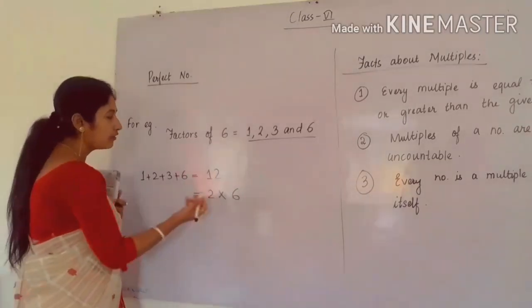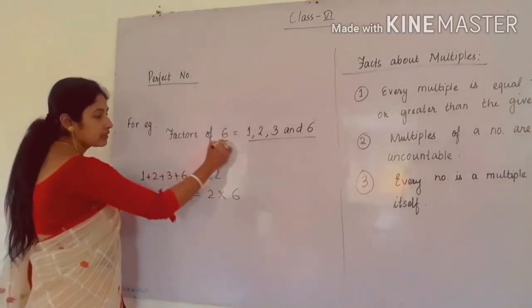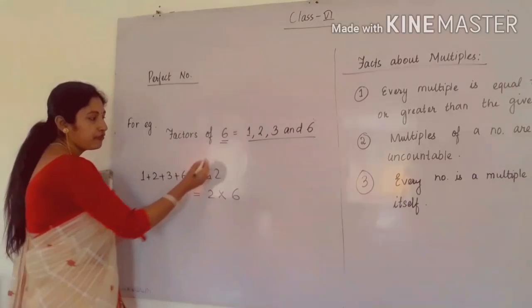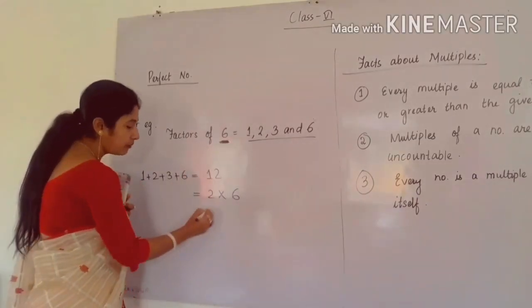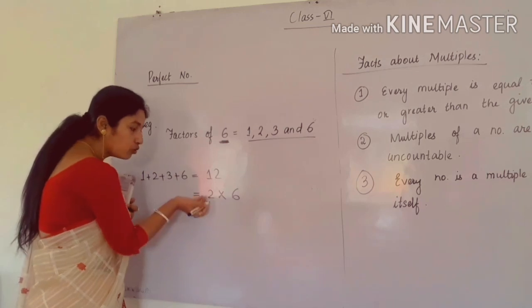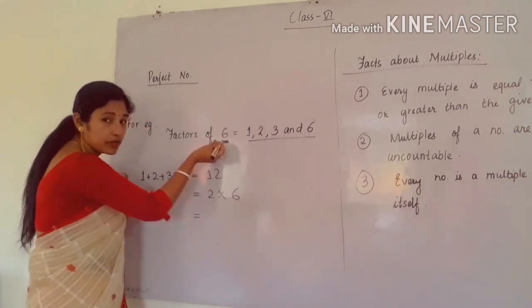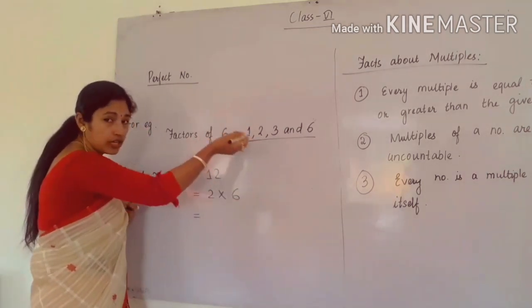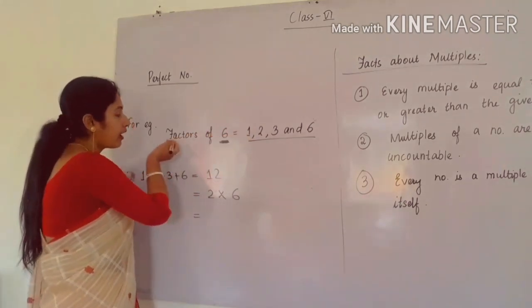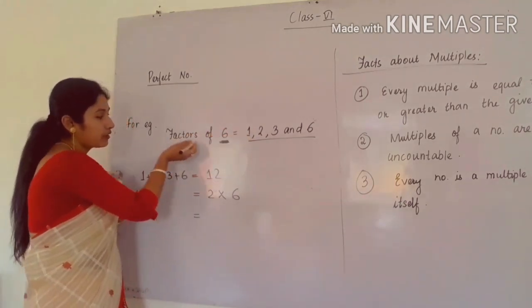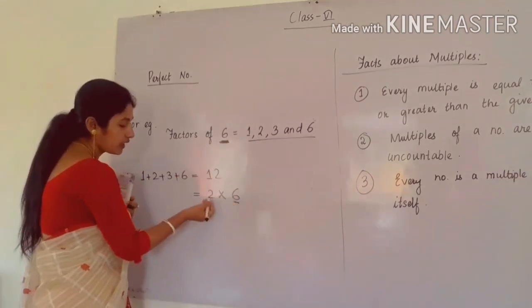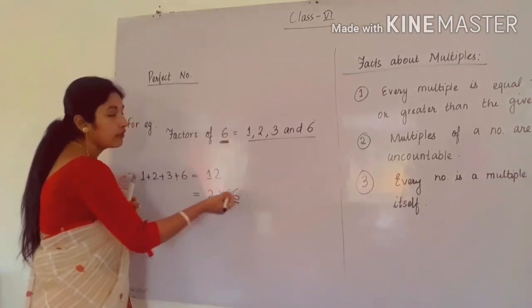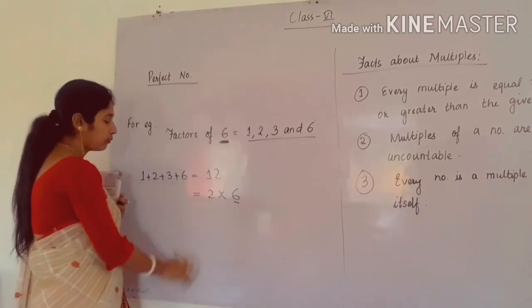So what is the meaning of this? My number was 6. I am finding the factors of 6. So here also I am getting 2 times the given number which I am factoring. Here I was finding the factors of 6, and so the sum is 12, twice the given number, 2 times the given number.